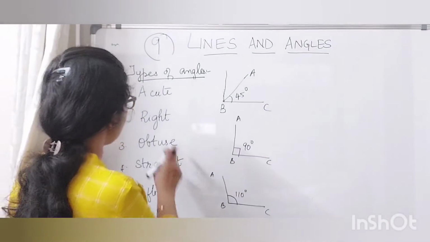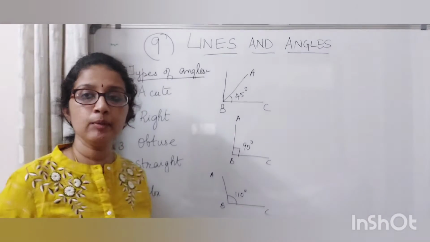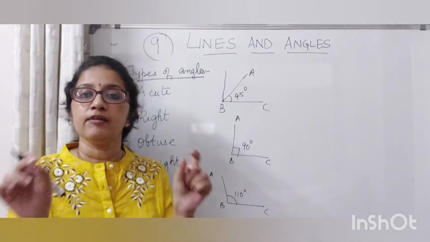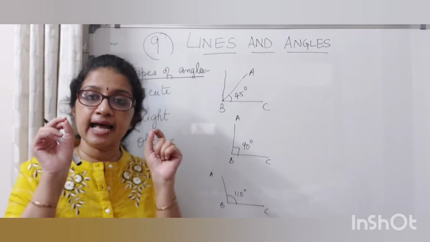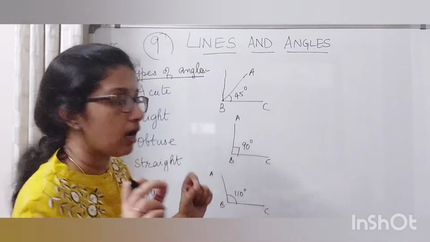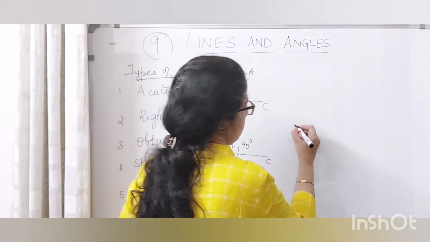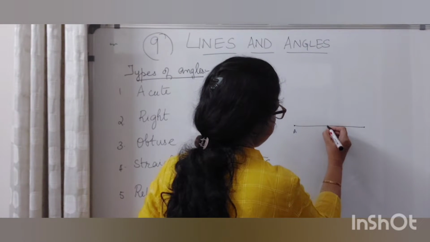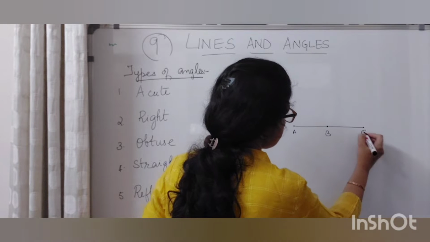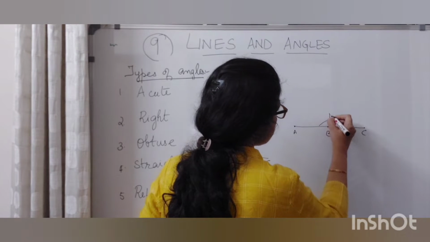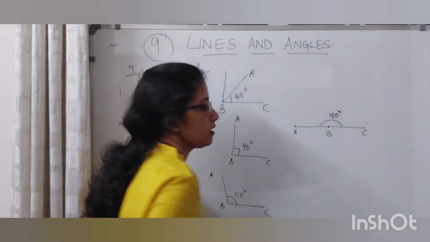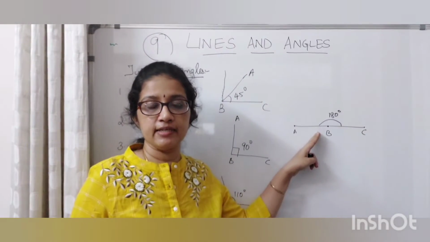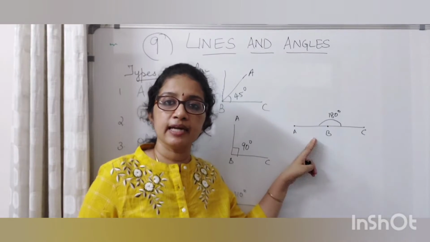Now what is the fourth angle? Straight angle. What do you mean by straight angle? It is nothing but a straight line. That is, if an angle measures exactly 180 degrees. So how will it look? Just a straight line. A, B, C. This angle is 180 degrees, right? So if an angle measures exactly 180 degrees, we call it a straight angle.